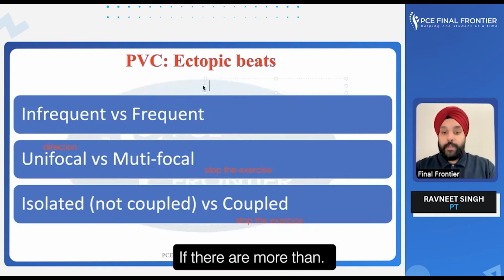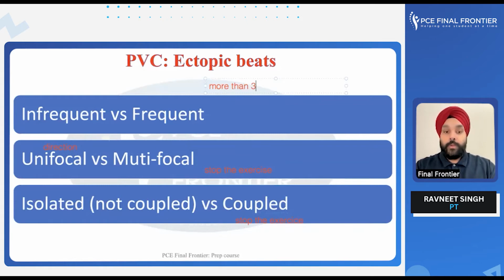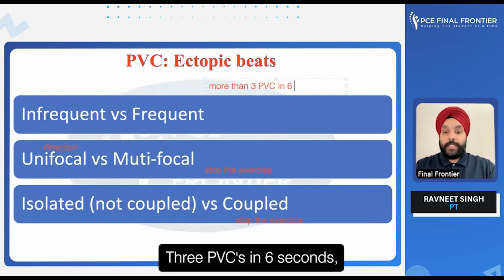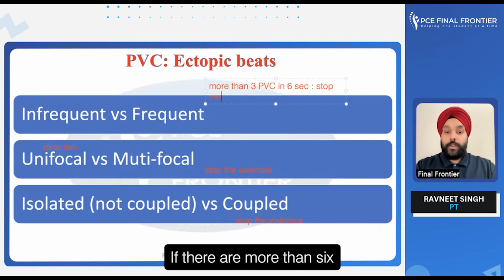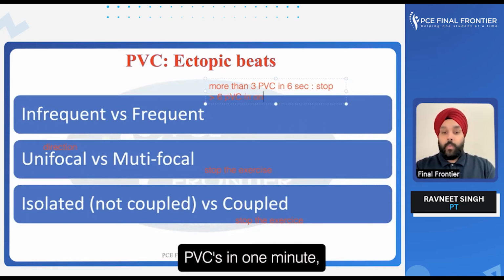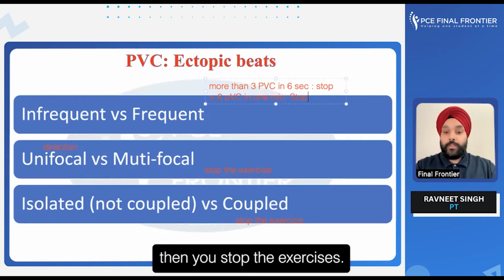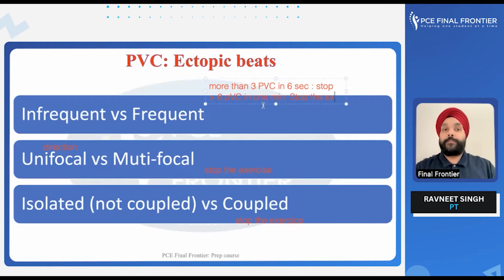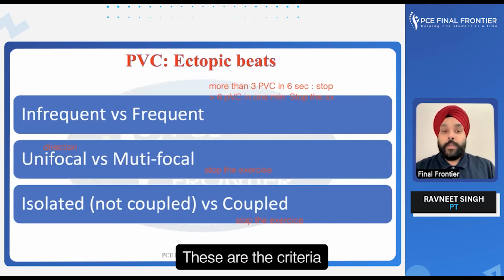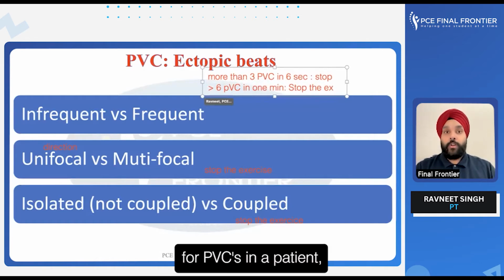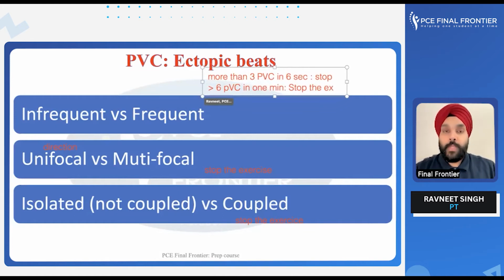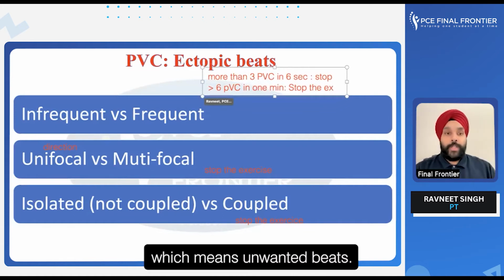If there are more than three PVCs in 6 seconds, then stop the exercise. If there are more than six PVCs in 1 minute, then you stop the exercise. These are the criteria to stop the exercises for PVCs in a patient, which means unwanted beats.